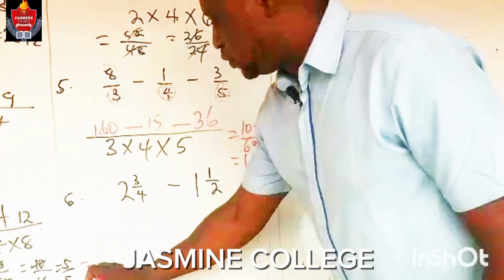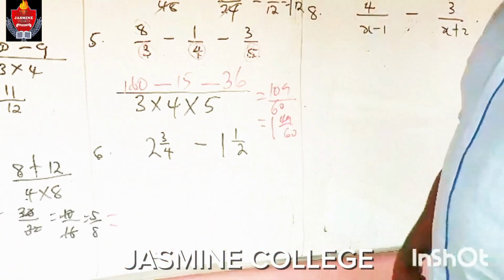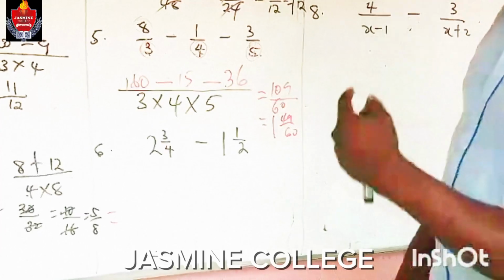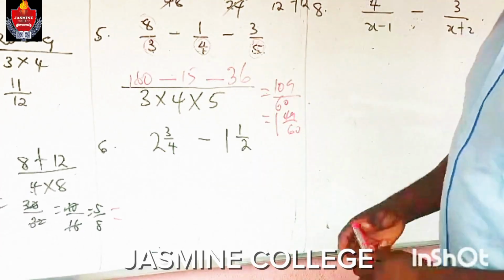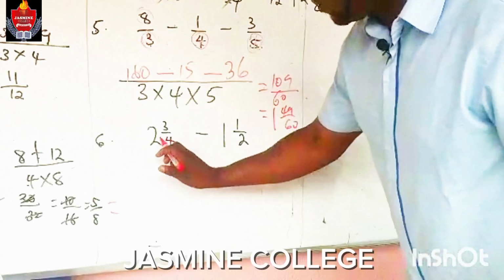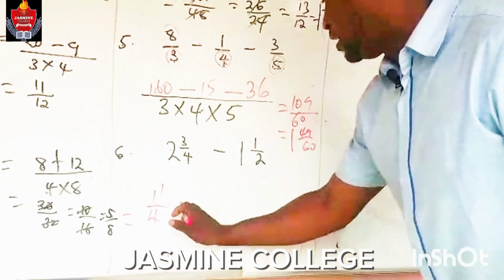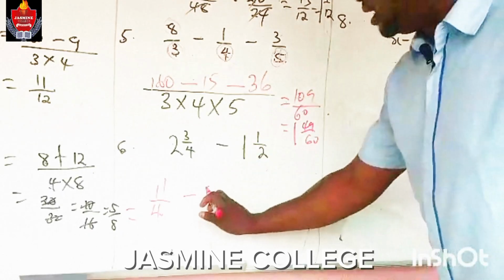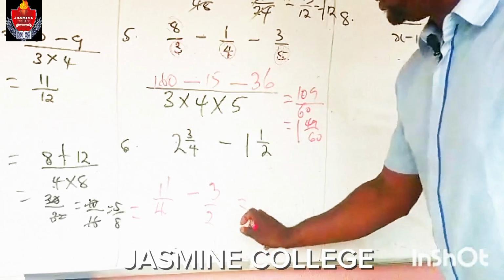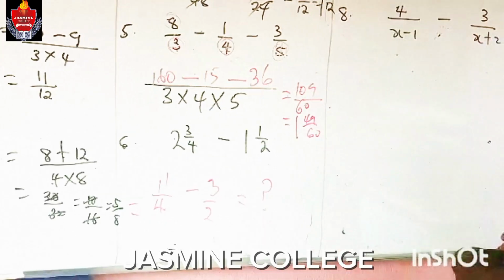And that's all. So for question 6, we have 2 and 3 over 4 minus, okay, we are having a set of mixed numbers. So the need to change mixed numbers to improper fractions has now come. So 4 into 2, we have 8. 8 plus 3, we have 11 over 4 minus 2 times 1, we have 2 plus 1, 3 over 2. So I believe you should be able to take on the remaining part.